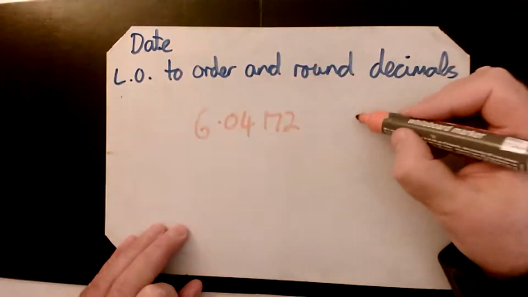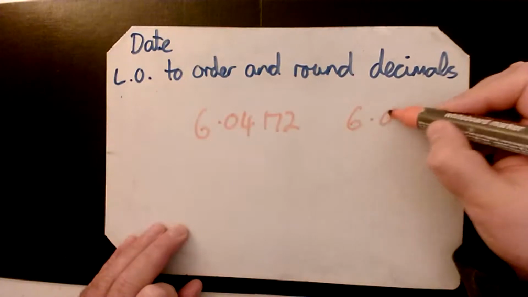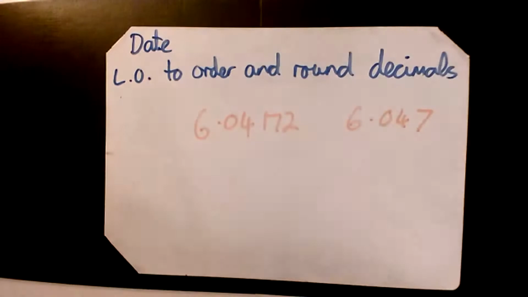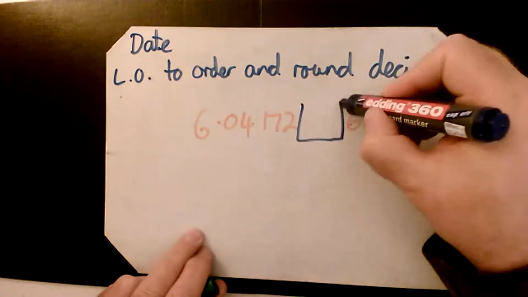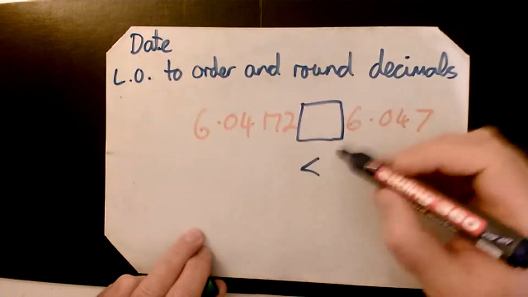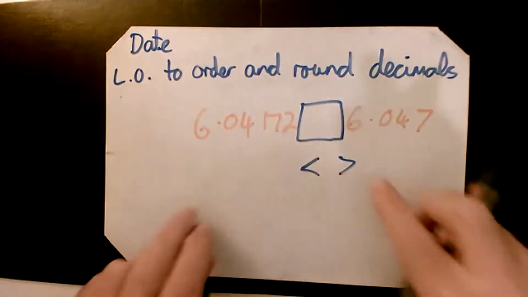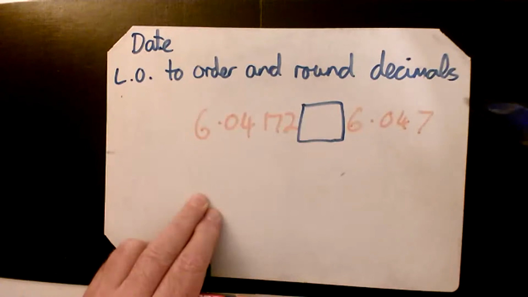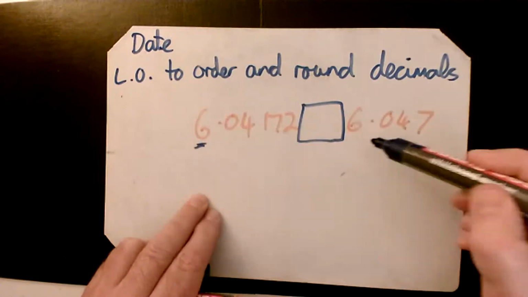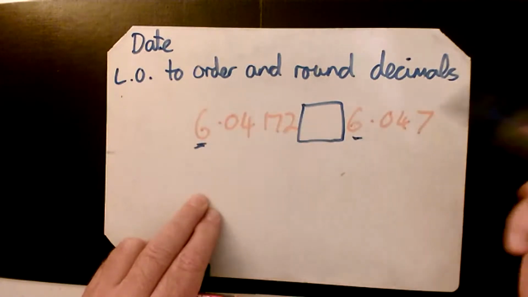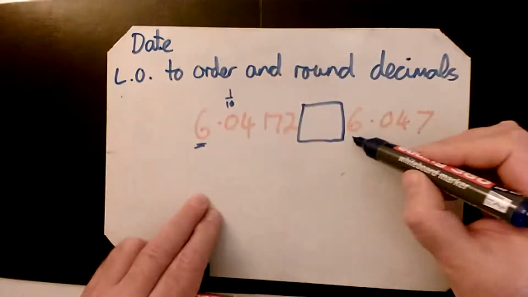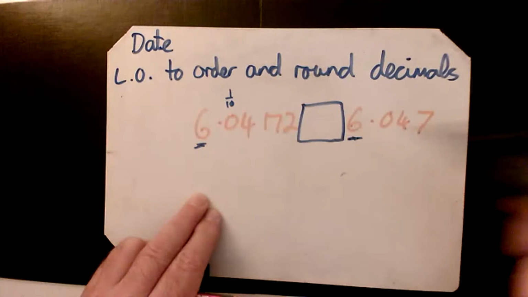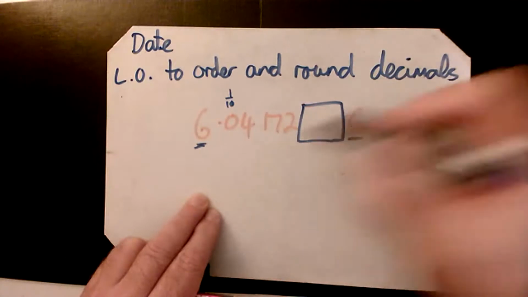6.04172, and then we've got 6.047, and we have to decide which is the larger out of these 2 numbers. Which is the biggest out of these 2 numbers? So we're going to put our less than or greater than sign. Remember when we're doing these, firstly we look at the whole numbers. They're the same, so I'm deciding which one is the biggest. If the whole numbers are the same, and they won't always be, I'm going to look at the tenths.